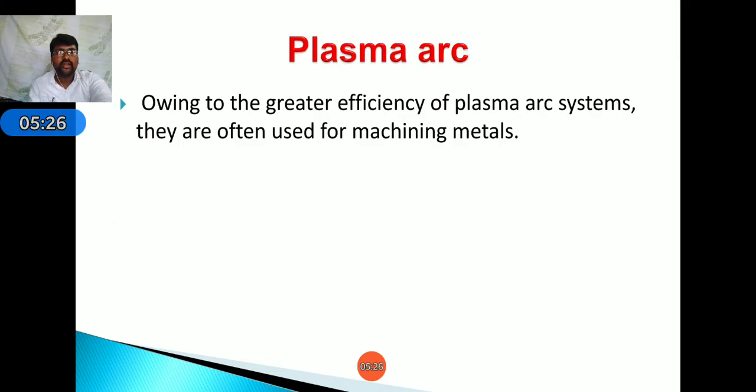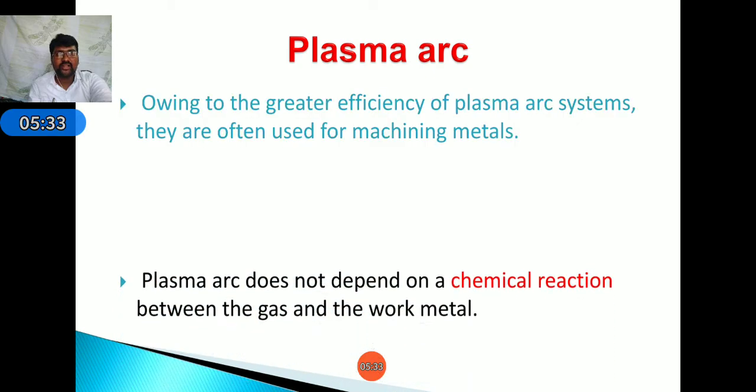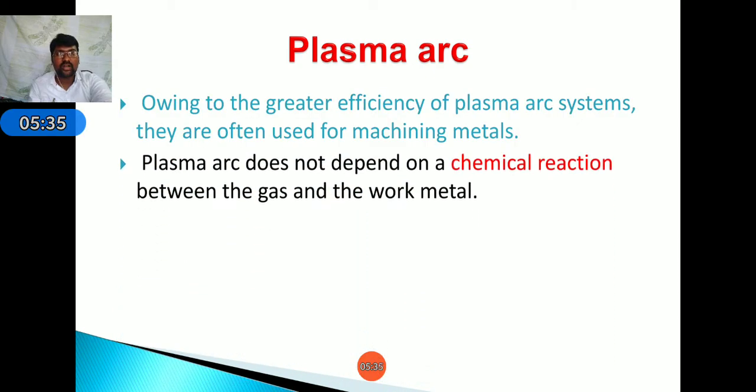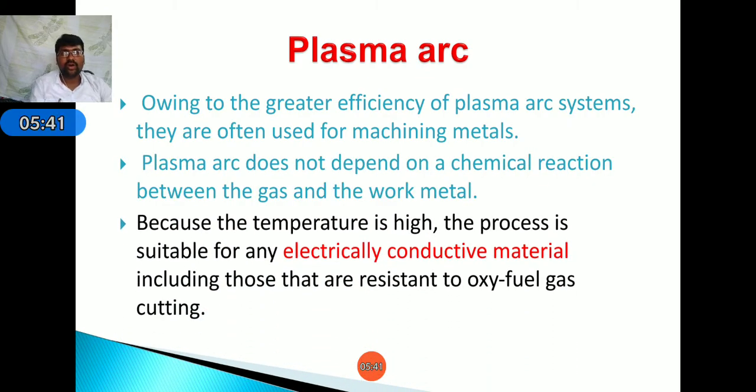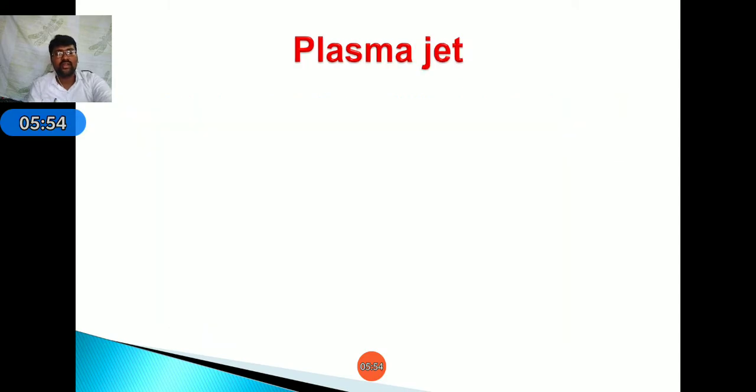Owing to the greater efficiency of plasma arc systems, they are often used for machining metals. The plasma arc does not depend on a chemical reaction between the gas and the work metal, and because the temperature is high, the process is suitable for any electrically conductive material, including those that are resistant to oxy-fuel gas cutting.